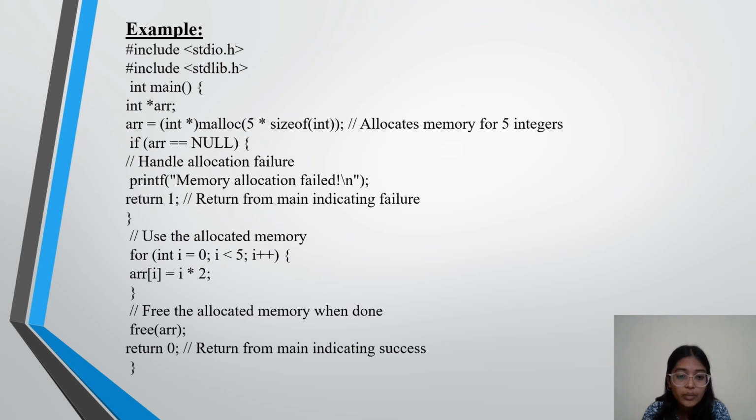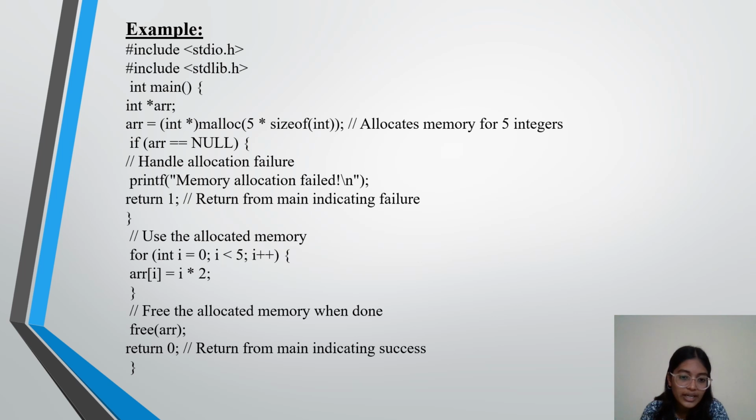Using the allocated memory, for that we are using a for loop where integer i is set to 0, and until i is less than 5 it has to be taken, and then the iteration should be increased until this condition is satisfied. So array of i can be anything, but it should be less than 5. So array of i is equal to i star 2. So here the allocation process goes on, and the close of the for loop takes place.